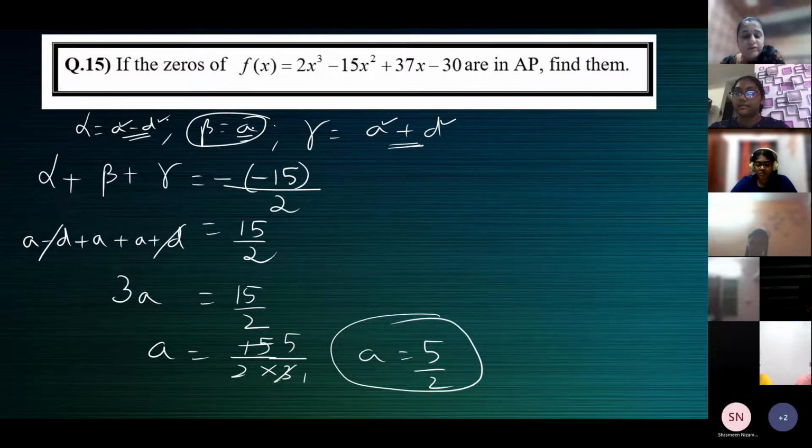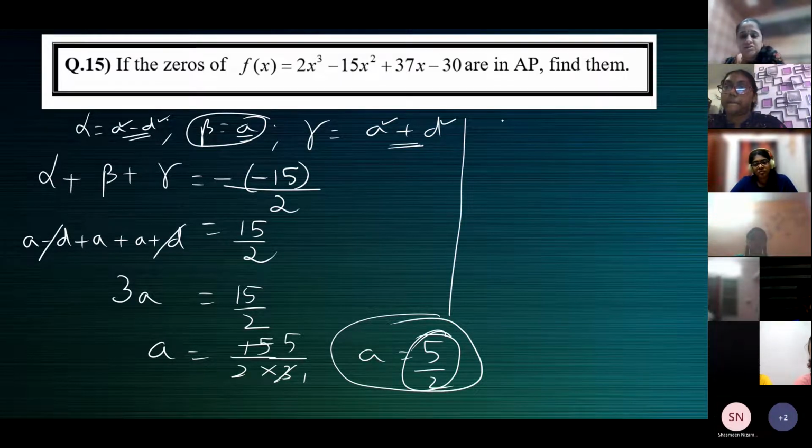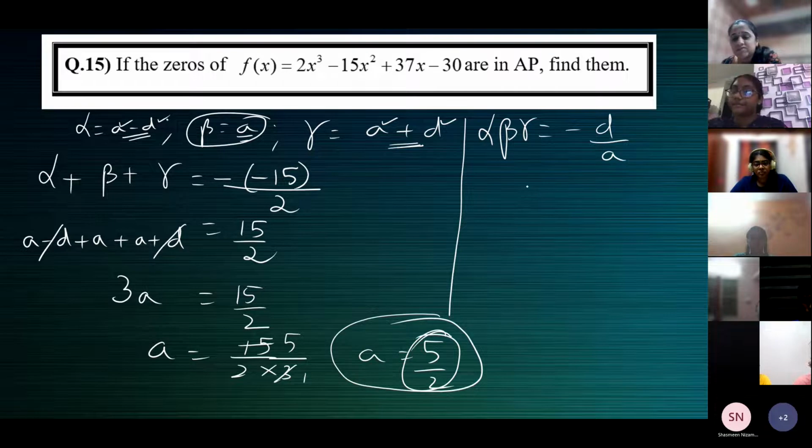All right, so we got beta is equal to A. Beta is A, meaning beta is 5 by 2. So we got the value of beta. Now next is to find the values of alpha and gamma. What's the other condition we know, children? We know alpha, beta, gamma is equal to minus D by A, right?